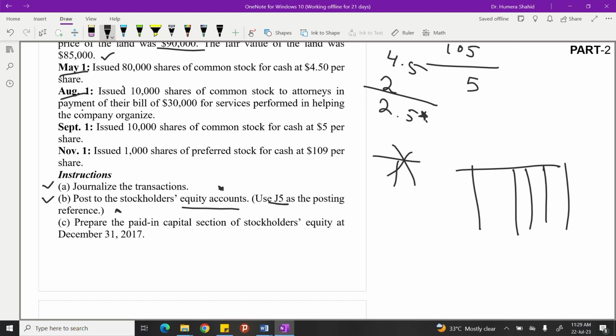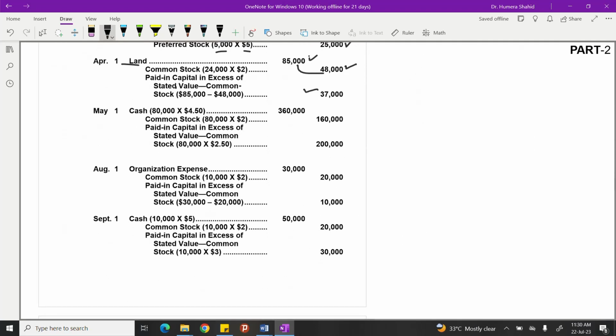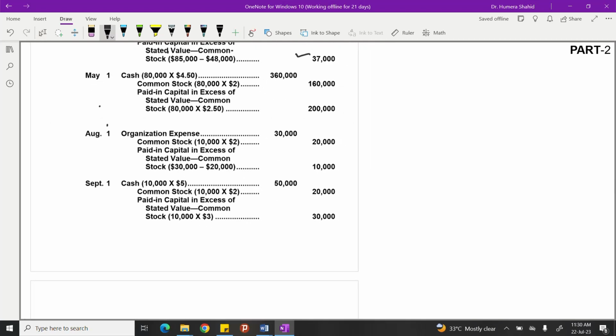Moving on towards the August 1st journal entry: issued 10,000 shares of common stock to the attorney in payment of their bill. So we get a bill of 30,000, which is organizational expenses, and you issued 10,000 shares for that purpose. Organizational expense gets debit, common stock gets credit, 10,000 shares multiplied by stated value, which is 2, and then we will have an excess account as well. Let's check the August 1st journal entry. I will show it because it's quite clear.